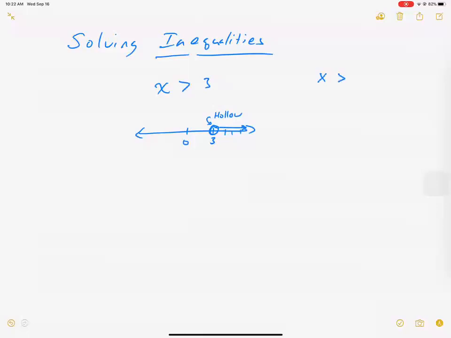Versus x is greater than or equal to 3. In this case, we draw a solid circle at 3. And this is still to the right. So this is included. This is solid. So visually, you can see solid means I can use it. Hollow means I cannot include it, not included.